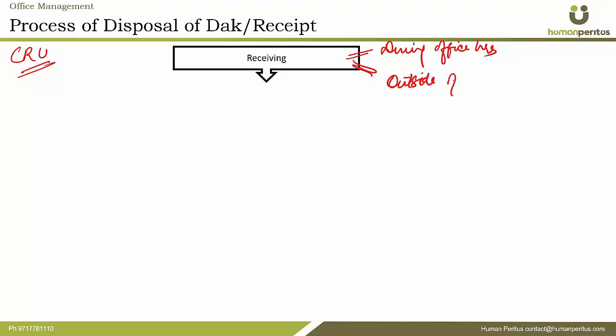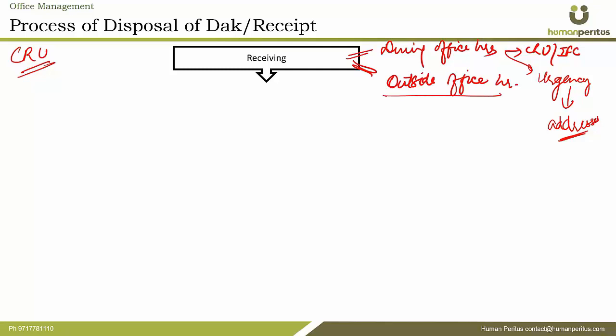Whenever the dak is received during the office hours, it would be received by the CRU, or the Information Facilitation Center I have told you about. Obviously, if the dak has an urgency grading, then it would directly be sent to the addressee or the name of the minister or the officer given on the dak. And if it is received outside the office hours, it would be the duty of the night duty clerk to receive the dak.